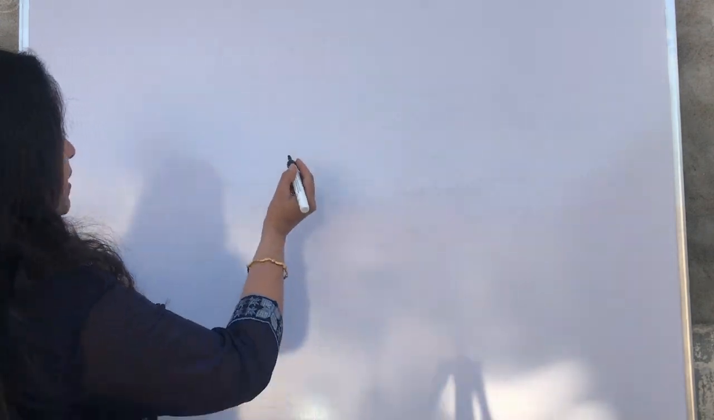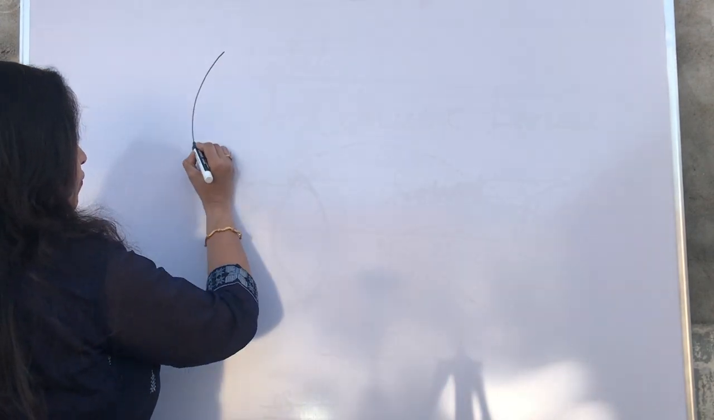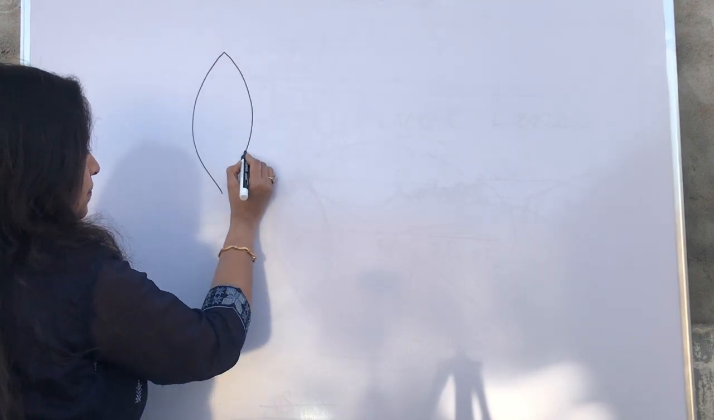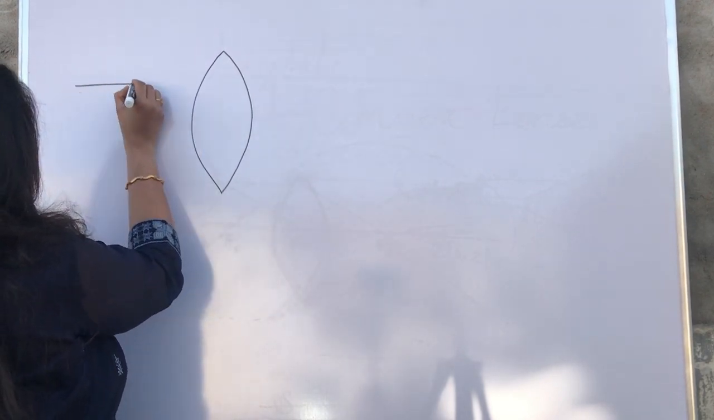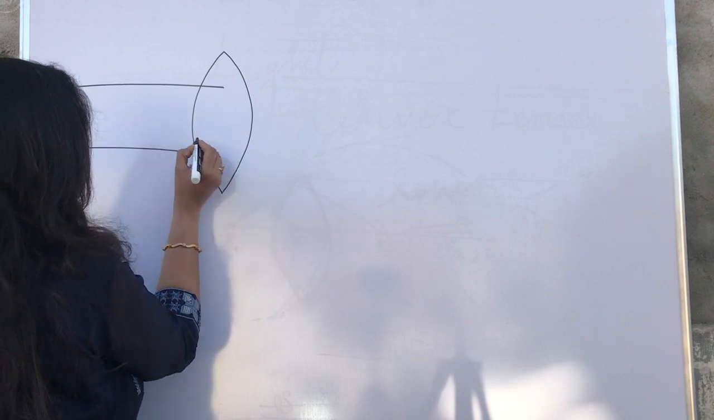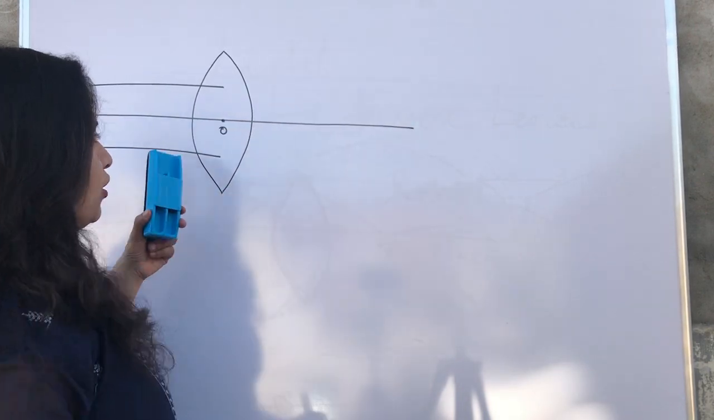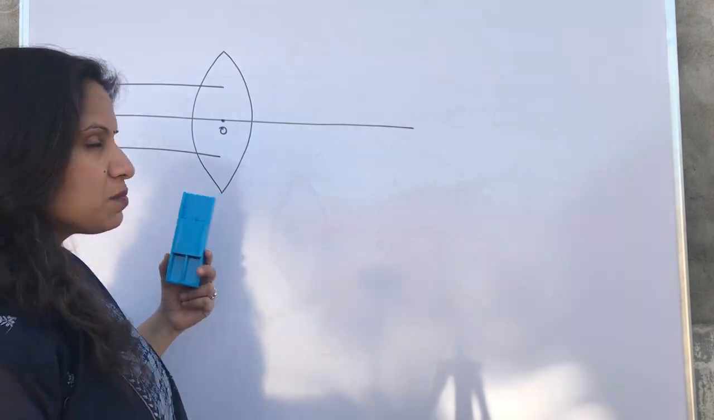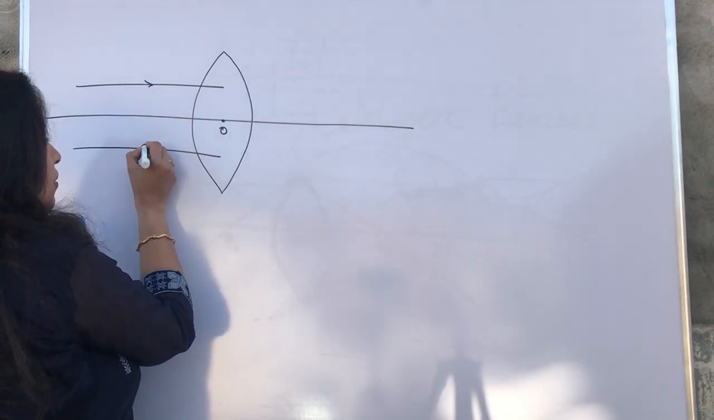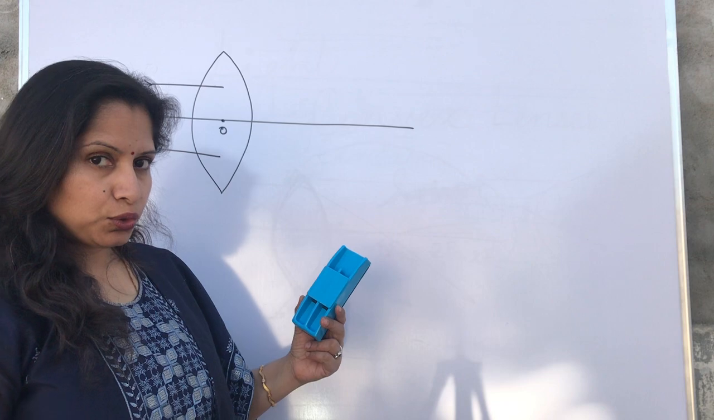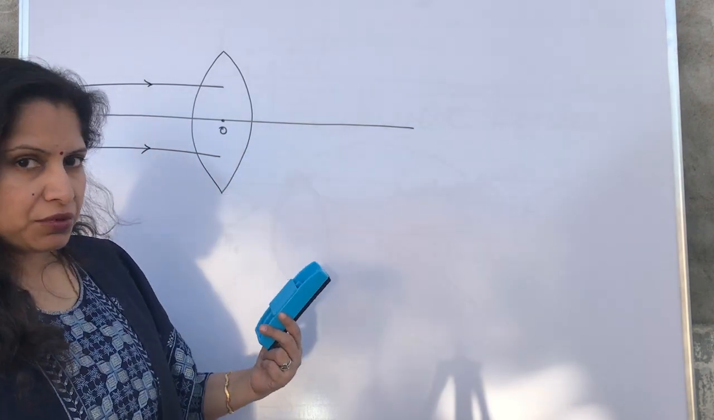So the first condition is always we place the object at infinity. How do we place the object at infinity? Any ray of light that is coming from infinity will be coming parallel to the principal axis. This is our principal axis. Any ray of light coming parallel to the principal axis means that the light rays are coming from infinity.